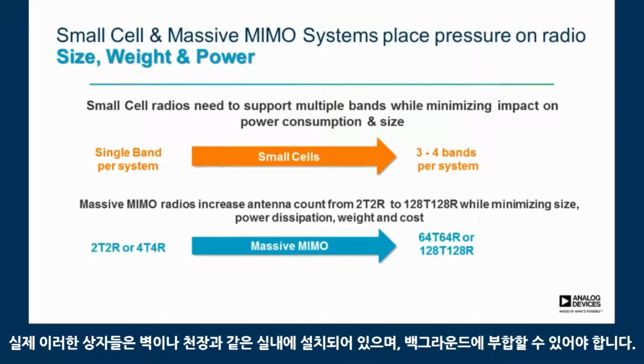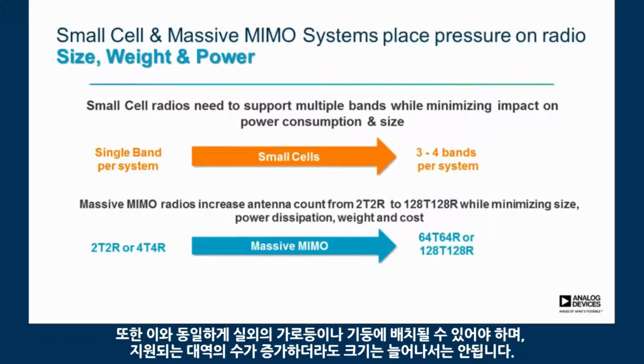And so the reality here is that these boxes are mounted in an indoor scenario on a wall or on the ceiling, and they must blend into the background. And then equally outdoors, they might be placed on a street lamp or on a pole, and the size of them is not allowed to increase as the number of bands that's supported increases.